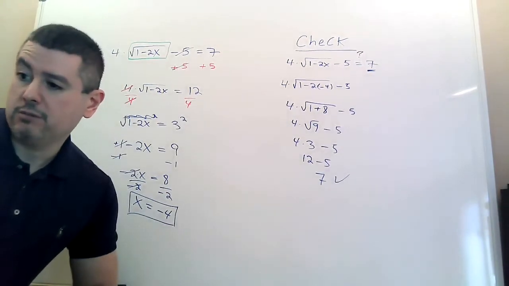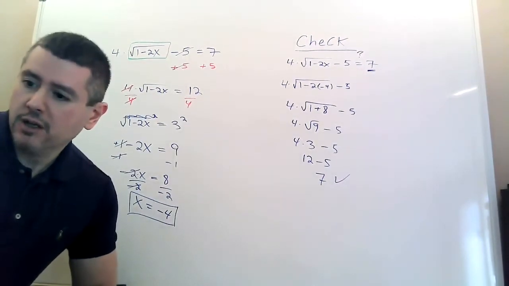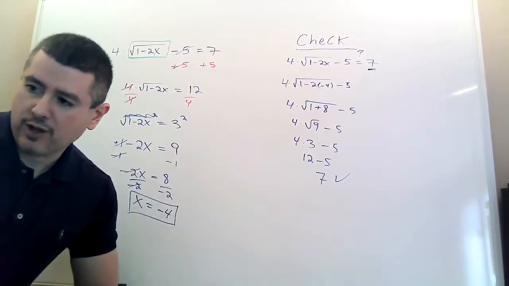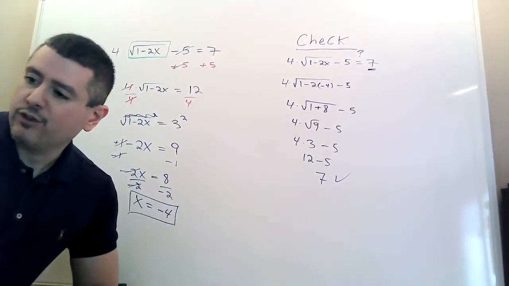You might see it on a quiz, might not. Might see it on a test, might not. But the other ones are better because you get 2 answers and you have to check and reject one. So I guess I'll do number 4 now.